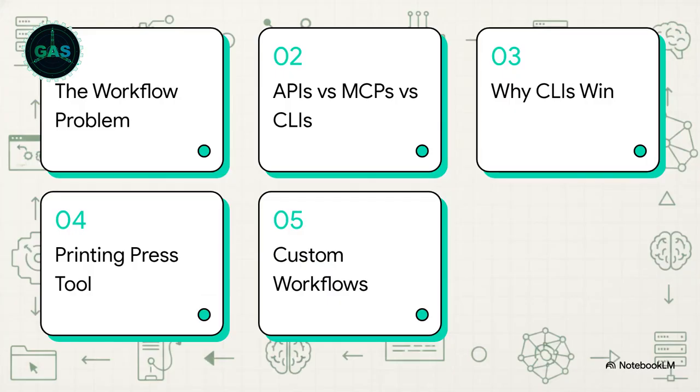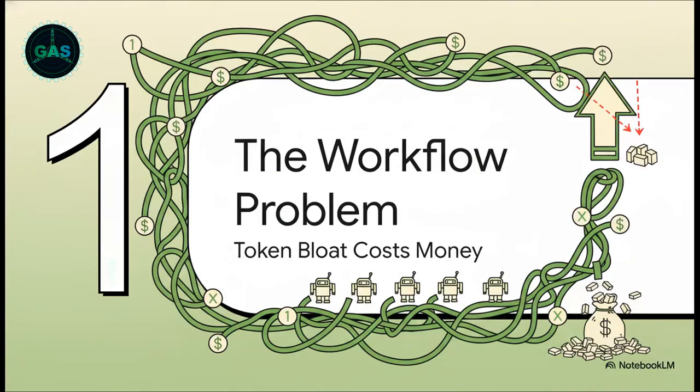All right, let's just jump right into our agenda. We're going to cover 1. The AI workflow problem, 2. APIs versus MCPs versus CLIs, 3. Why CLIs win for agents, 4. Introducing Printing Press, and finally, 5. Building custom business workflows. Starting off with Section 1, the AI workflow problem, bleeding money through token bloat.